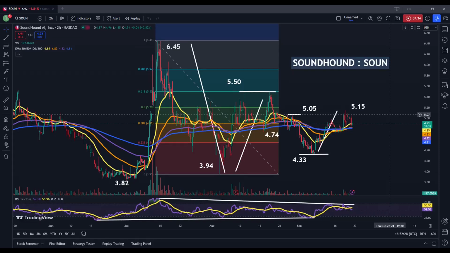So here's the current stock market analysis for SoundHound AI Incorporated, stock ticker SOUN.